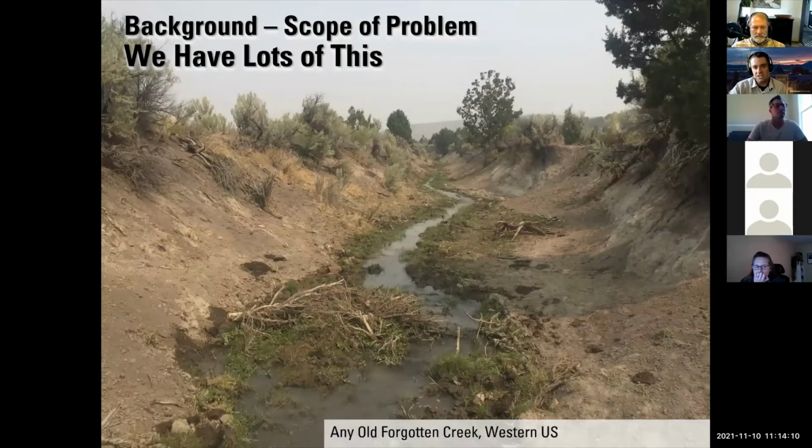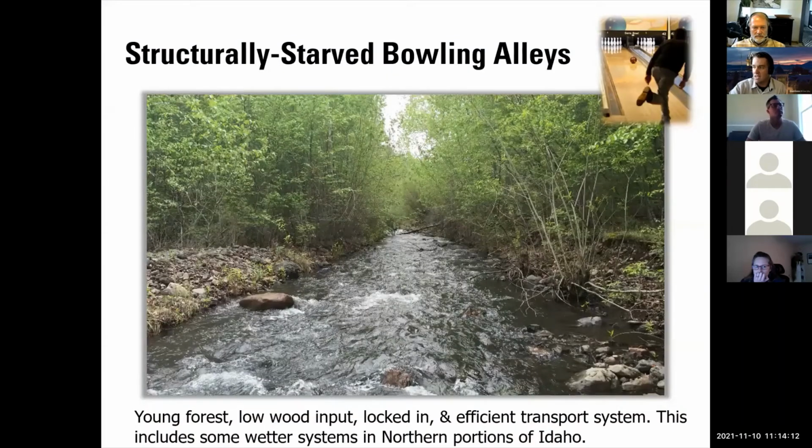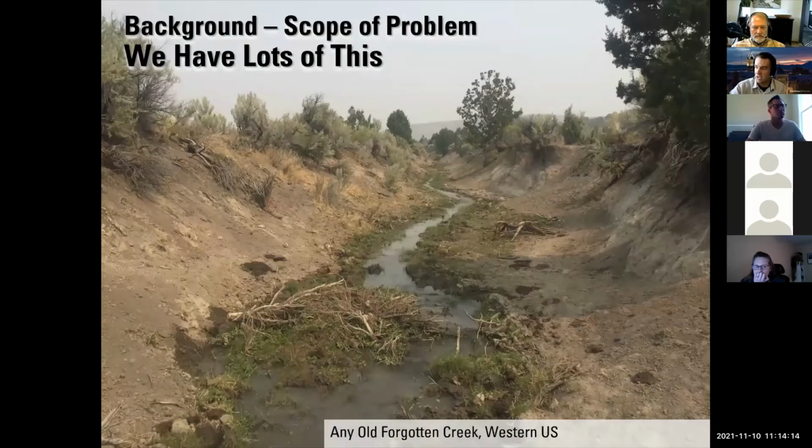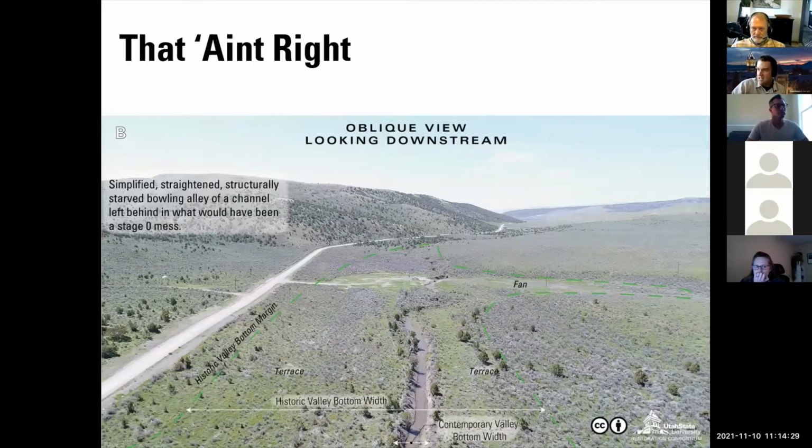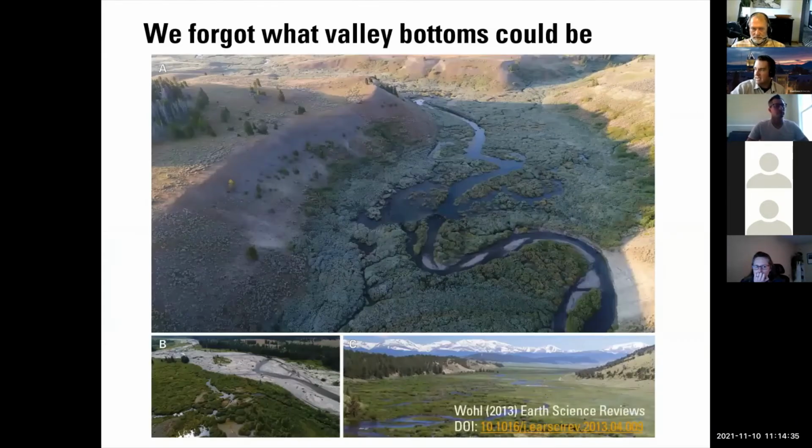Lots of ways we can visualize this, whether these are streams that have experienced degradation in more arid settings, or in deceptively lush settings, but that are really just structurally starved of the structure of wood and beaver dams, bowling alleys. You know, I think that there's a collective agreement that that ain't right, right?